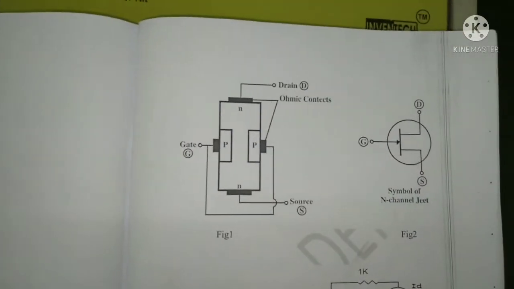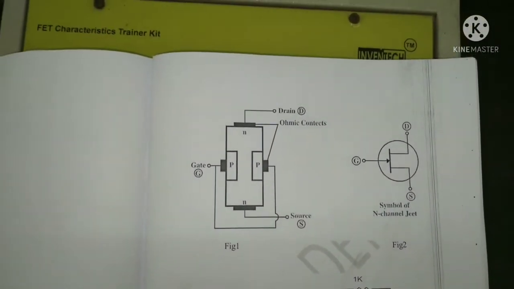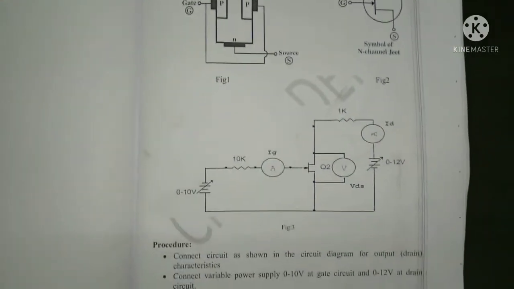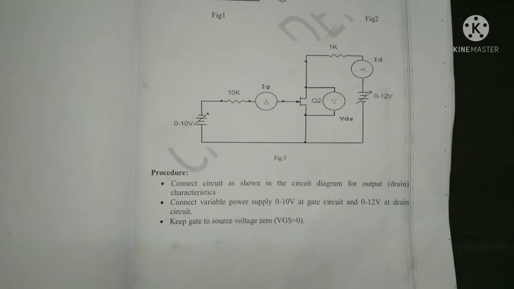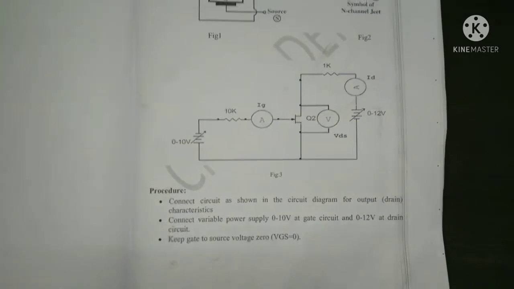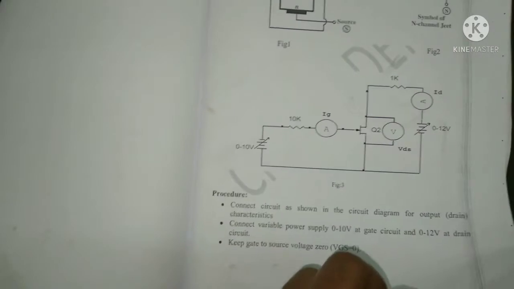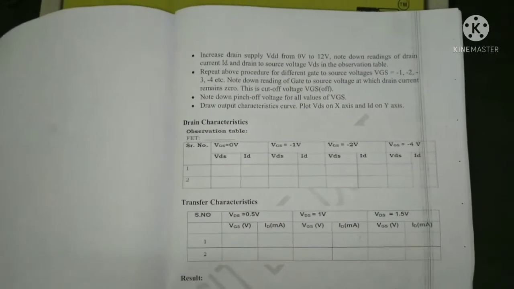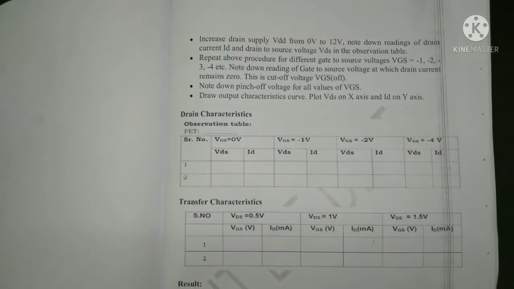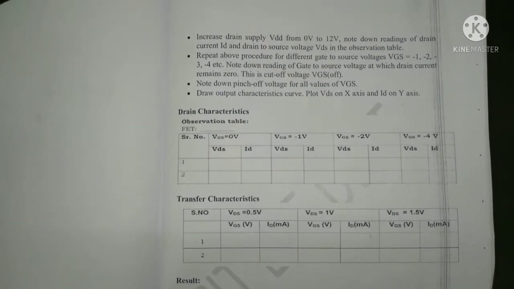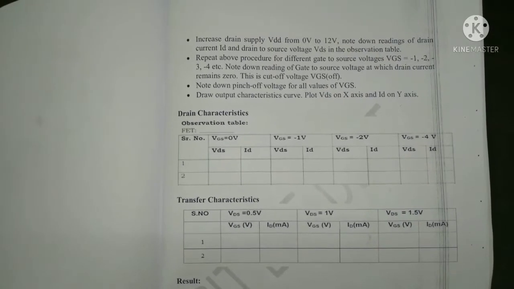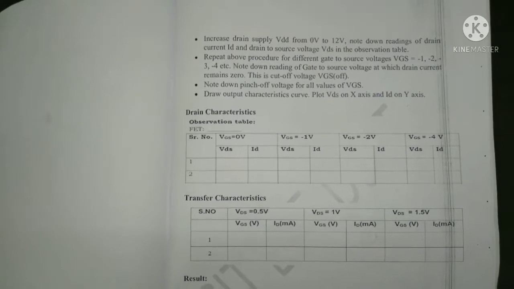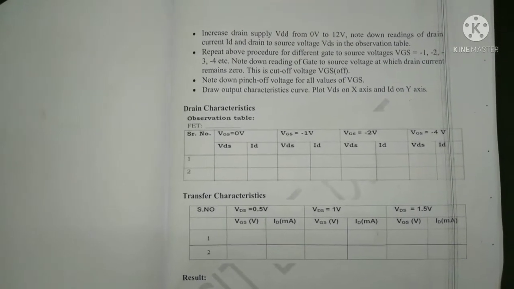this is the symbol and the internal structure, and this is the circuit diagram which we will use for performing this experiment. Okay, so at the bottom the procedure is written, and then you can see here for the drain characteristic observation table, at different gate source voltage we have to take the readings of drain source voltage and drain current.